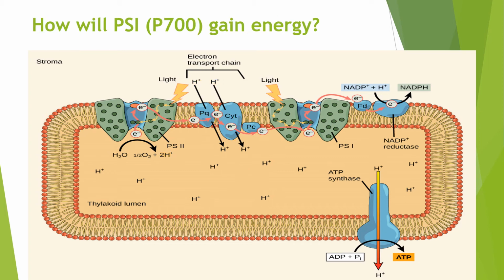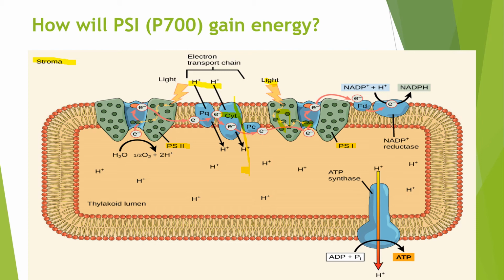How will photosystem 1 or P700 gain energy? Since the energy in photosystem 2 is used up by the cytochrome complex in moving hydrogen ions from the stroma into the thylakoid lumen, there's a need for the photosystem 1 to gain energy. And in doing that, the chlorophyll molecules found in the antenna proteins will capture the energy coming from the sun, or light energy will be captured, and this will be passed from one molecule to another until the special chlorophyll molecules absorb this light energy, causing its excitation, and oxidation will occur.